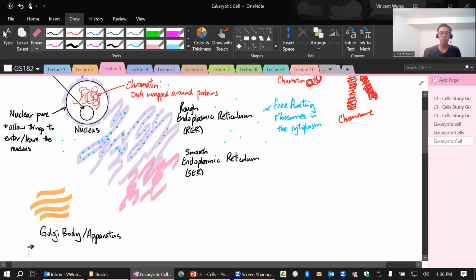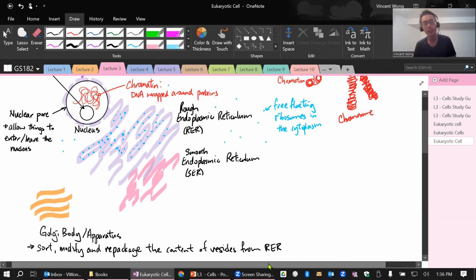The job of the Golgi body is to sort, modify, and repackage the content of vesicles from rough ER. Copy that down first, and then I will explain to you what it means.